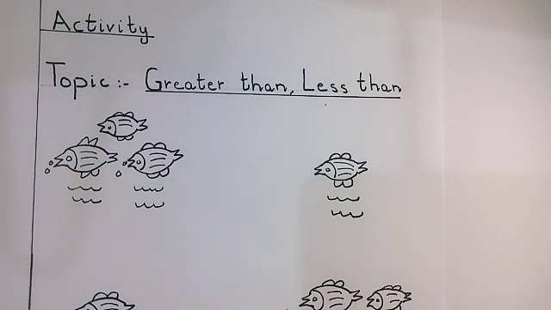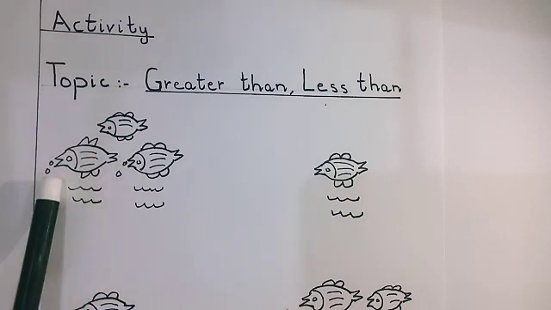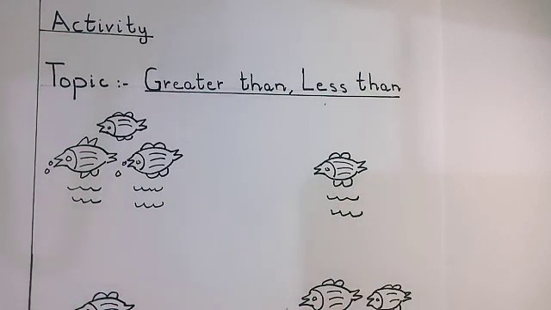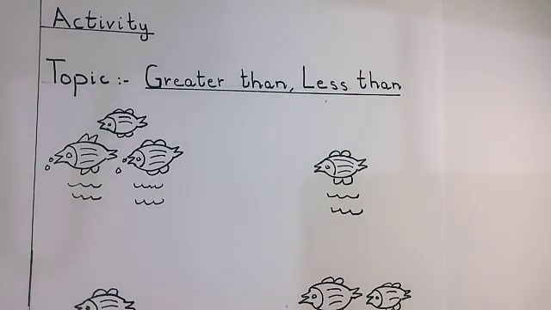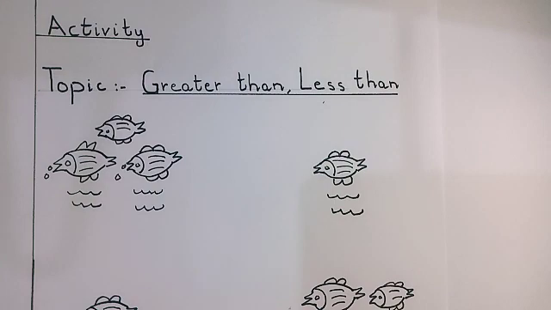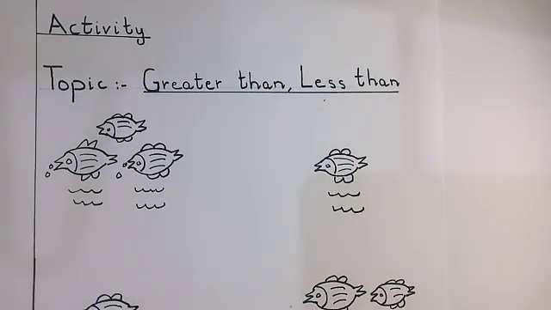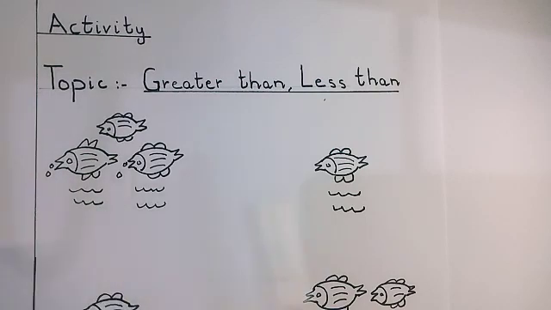First of all, tell me, what are you seeing here? We are seeing fish. On one side we can see fish, on the other side we can see fish. So let's count how many fish are here on this side and how many fish are on the other side. 1, 2, 3, 3 fish are here. One fish is here. So here are 3 and on the other side is 1.